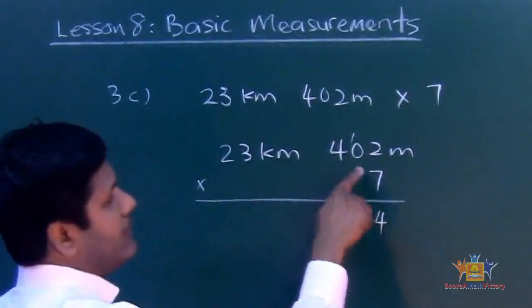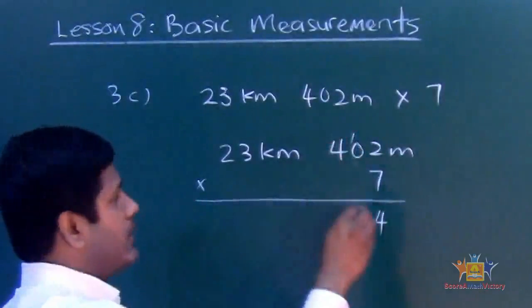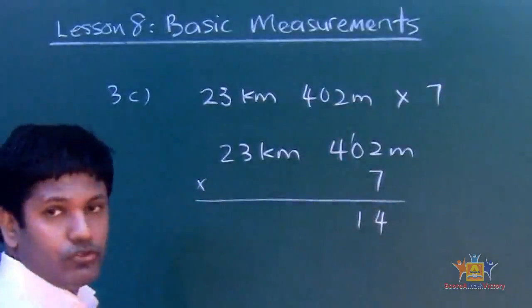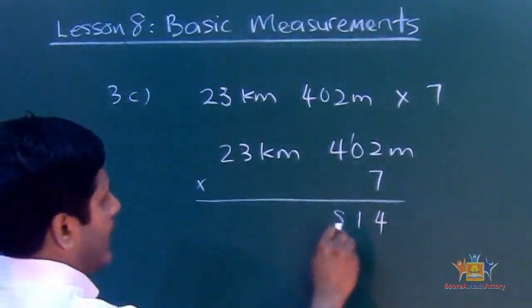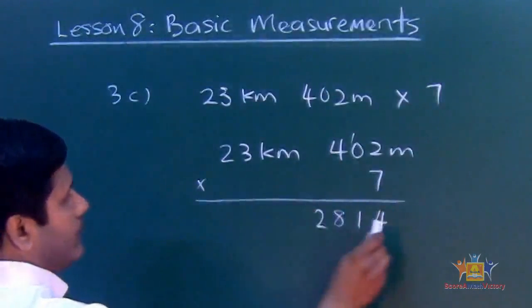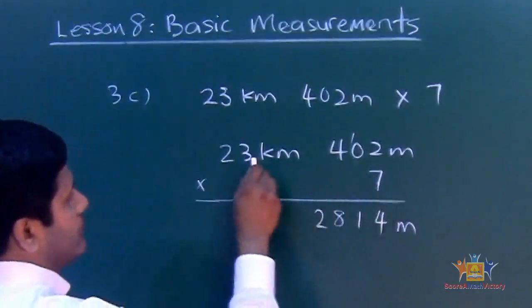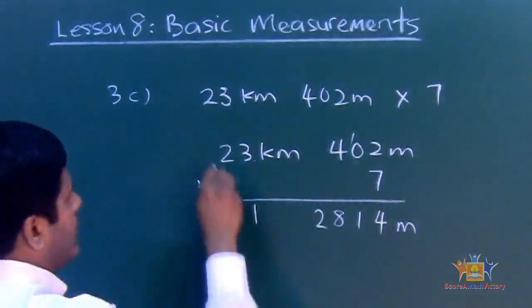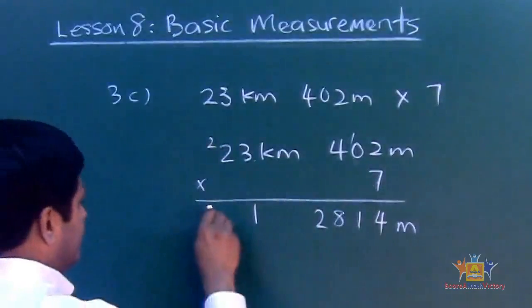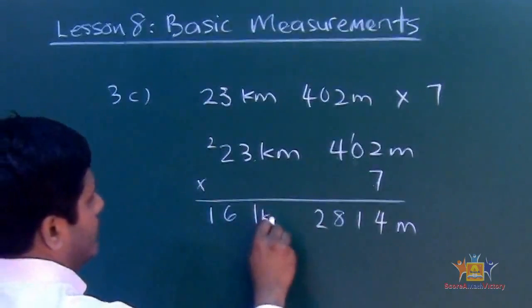4, carry 1. 7 times 0 is 0, plus 1 is 1. Okay, so 7 times 4 is 28. So we're going to put 8 and then 2. Alright, okay, good. Now 7, then that's going to be for meter. 7 times 3 is 21. 1 carry 2. 7 times 2 is 14, plus 2 is 16. And that's kilometers.